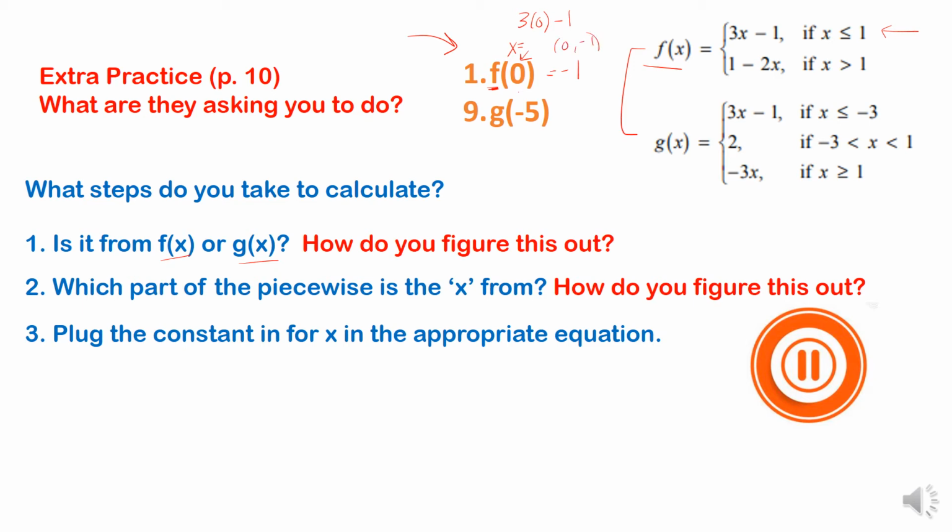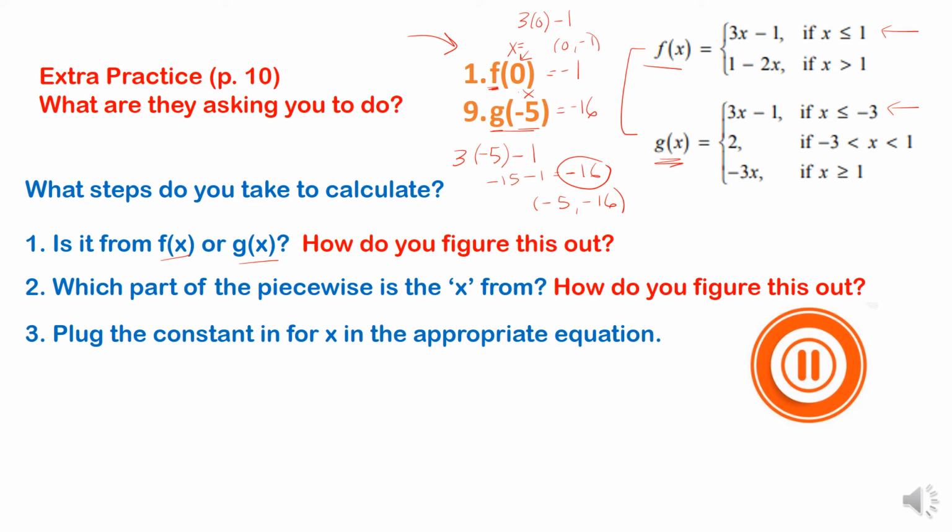So now look at number 9, and it's saying use the g function. And now we want to know where is -5. Well, that happens to be the first one again. So I go 3 times -5 minus 1. So that's -15 minus 1 is -16. That's the value of my function here. So you could write it like this. If they wanted the point, it would be (-5, -16), because this is your x.